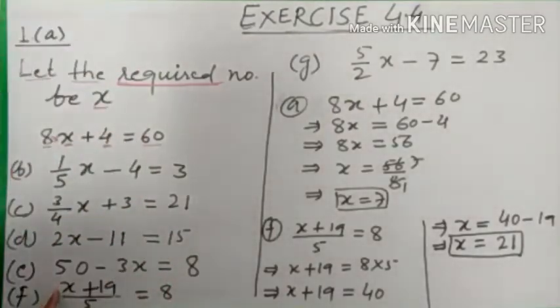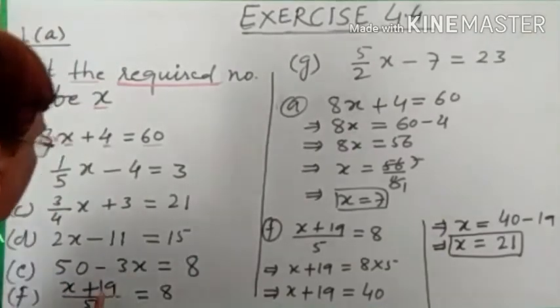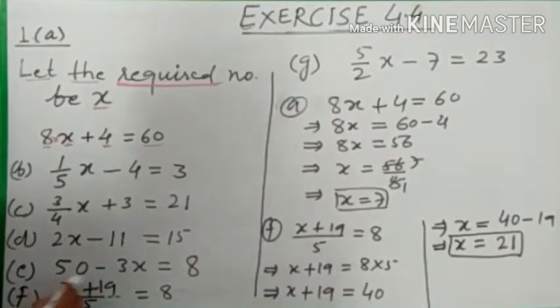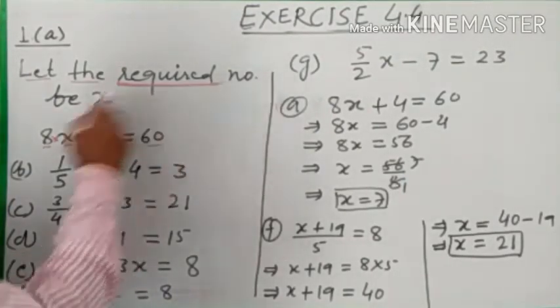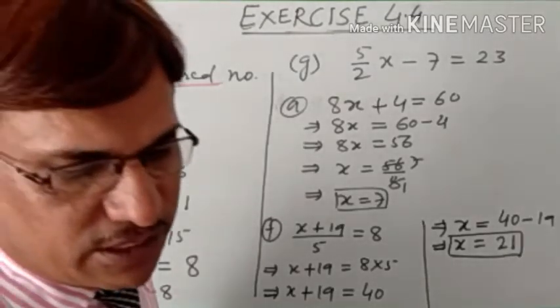You think a number and add 9 to it, then divide the sum by 5. So number x and 9, the sum of the number, x plus 9 divided by 5 is equal to 8.